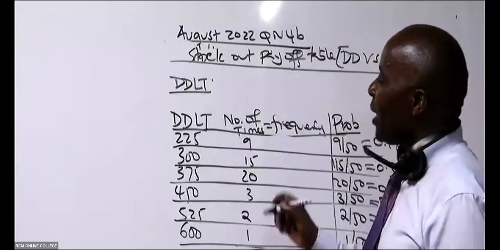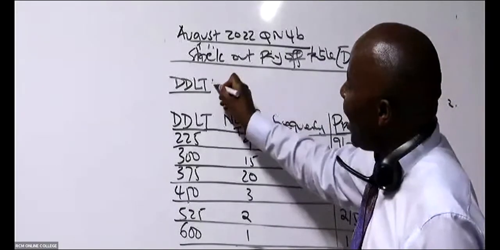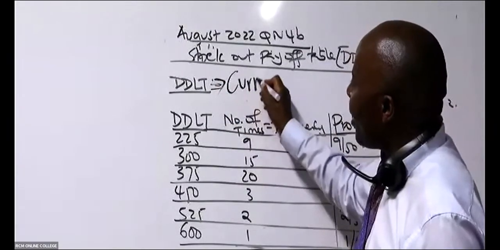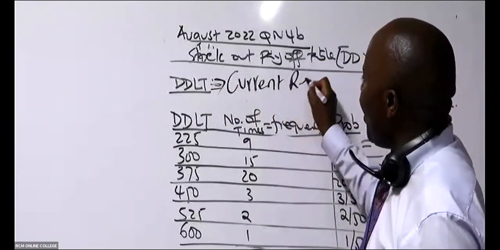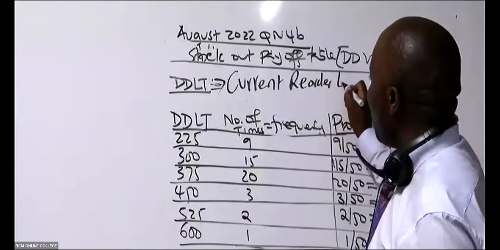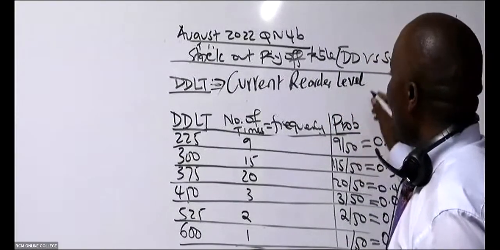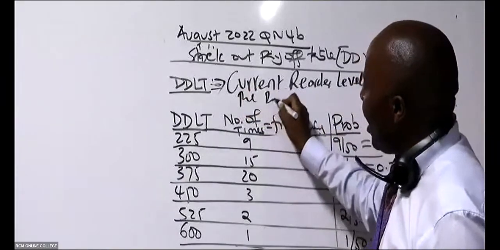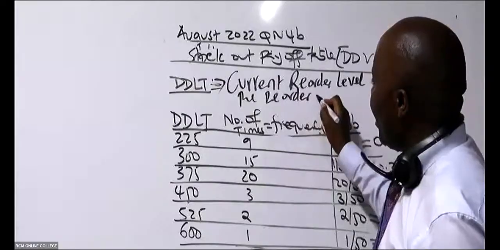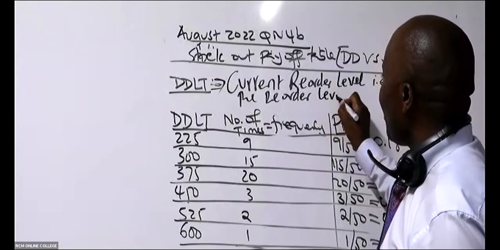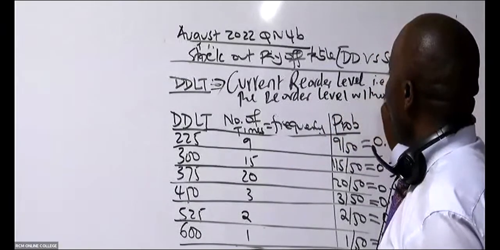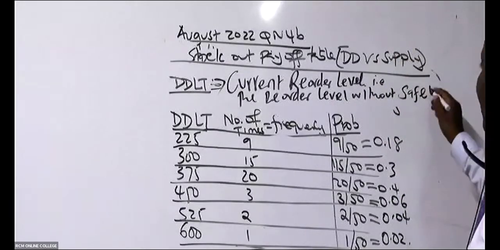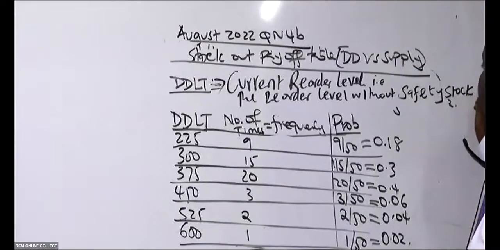So in this case, the starting point should be the current reorder level, the reorder level without any safety stock.